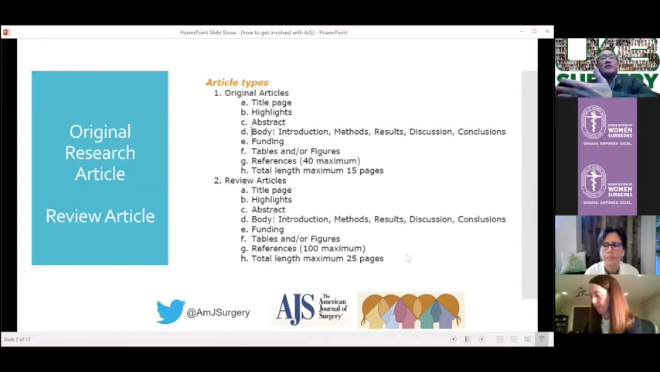And just to let you know about the different types of articles that we take, of course, we take original research articles, and shown on this slide are the components of an original research article. And for the AWS issue, most of the papers are original research articles, but we also welcome review articles.